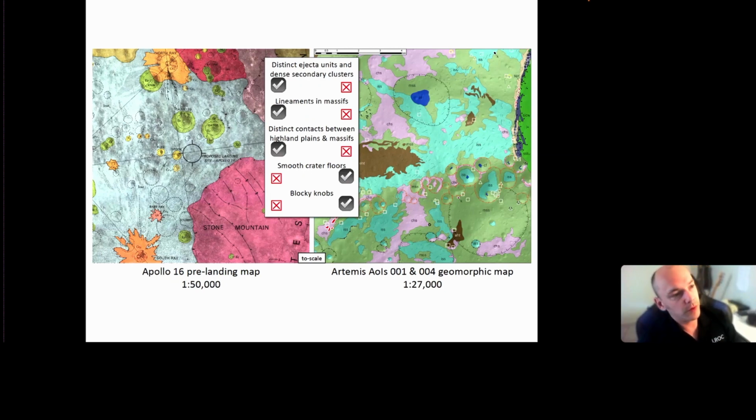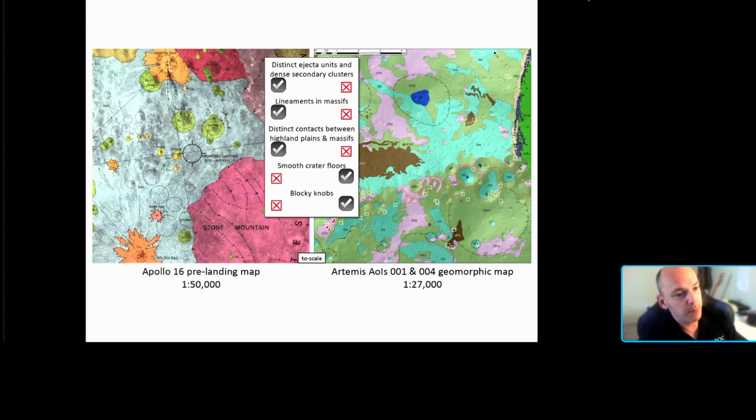The first order similarities that we can find, and the differences between those two areas, is of course that there's no such thing as a South Ray or North Ray crater or a Baby Ray crater in the area. There's no distinct crater ejecta units that we could map. Also, there's a general lack of very dense secondary clusters associated with such young craters.